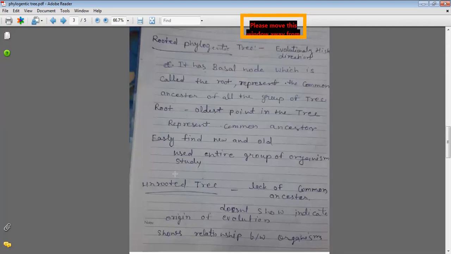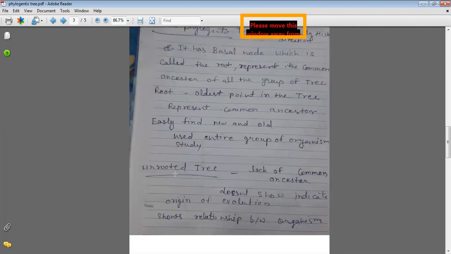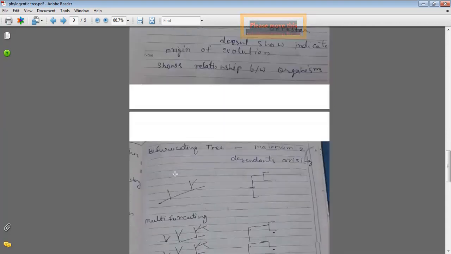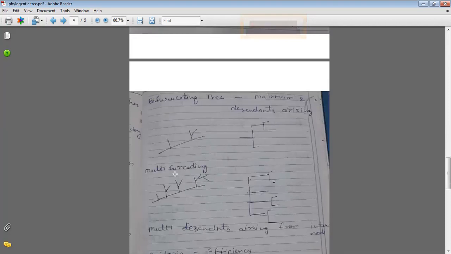An unrooted tree lacks a common ancestor and does not indicate the origin of the evolution. It shows the relationships between organisms and the general structures. In a bifurcating tree, a maximum of two descendants arise. Like here, this is showing a bifurcating tree. There are two branches, which makes it a bifurcating tree.